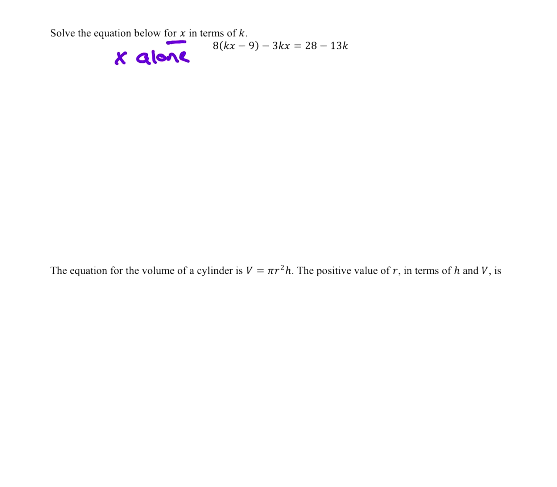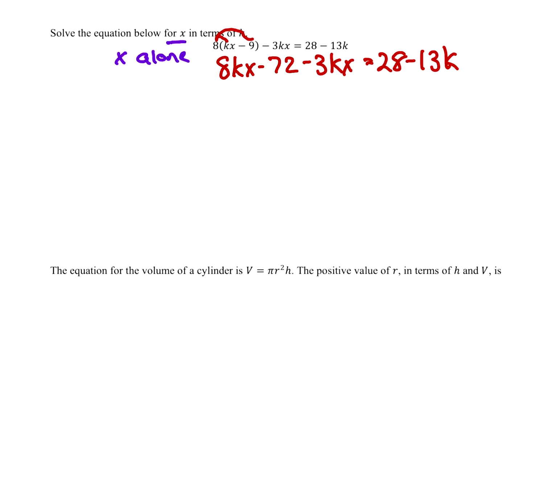So first step here, simplify each side. Thinking PEMDAS, nothing to add inside the parentheses, no exponents. Nothing to simplify in the parentheses, I should say. So we're going to do our distributive property. That would be 8kx minus 72 minus 3kx equals 28 minus 13k.